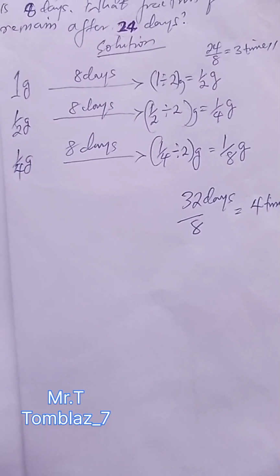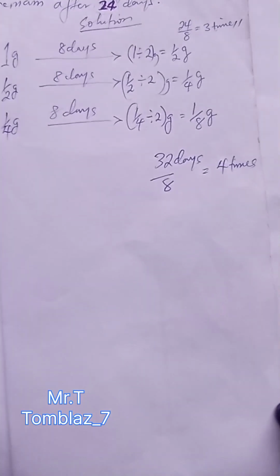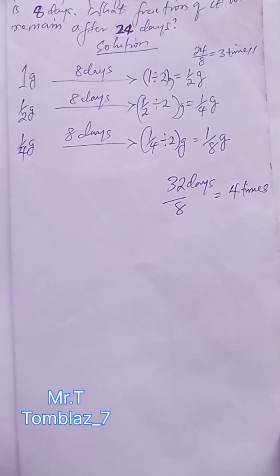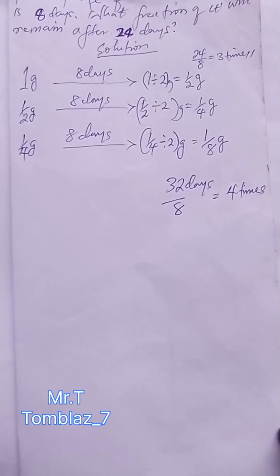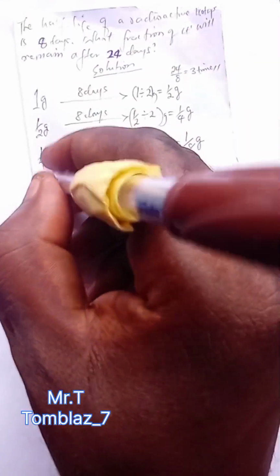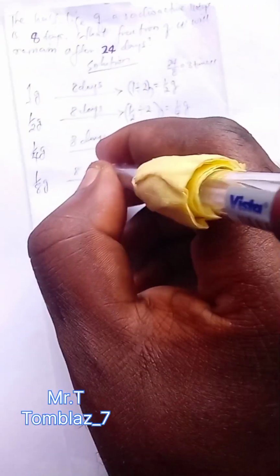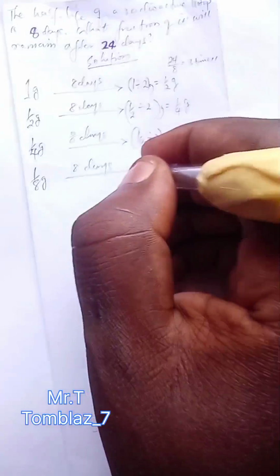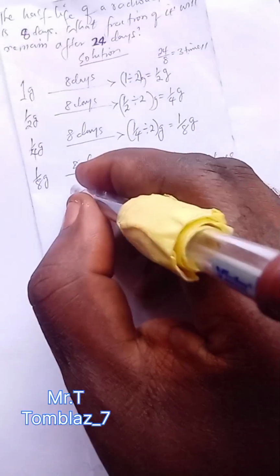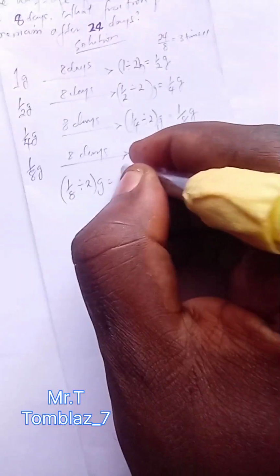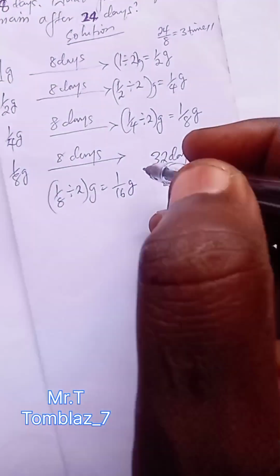Okay, so let's see. Let's say we are given 64 days. So we have to continue going. 1 over 8 grams for the next 8 days. So we'll be having 1 over 8 divided by 2 grams. So it gives you 1 over 16 grams. That's how you keep going.